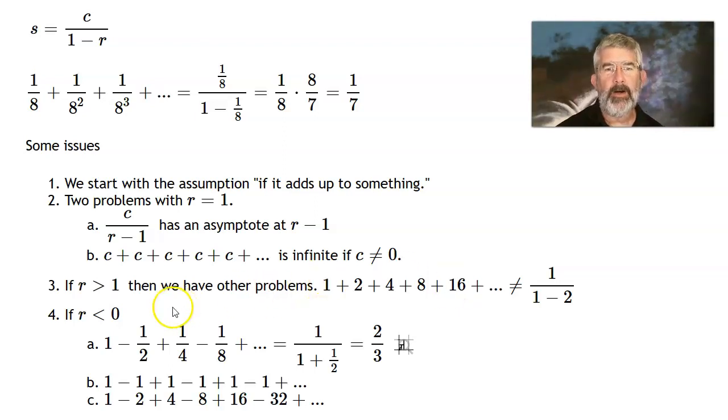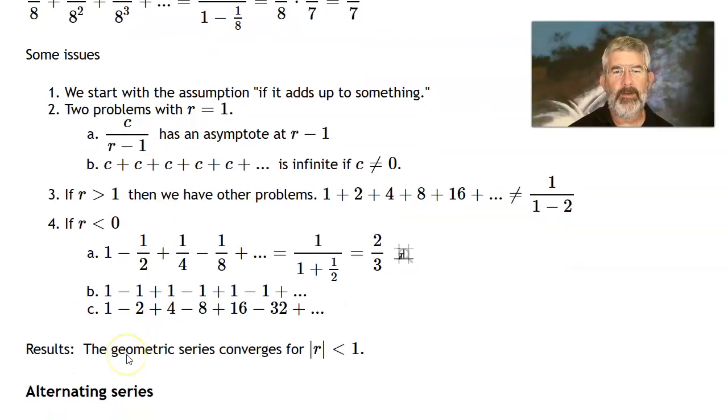Okay? So if r is bigger than 1, what's going to happen is that each term is going to be bigger than the previous term, and it won't add up to something finite. Okay? If r is less than 1, on the other hand, they get smaller, like these did. Now, also there's the issue of r negative. We really only talked about positive r's here.